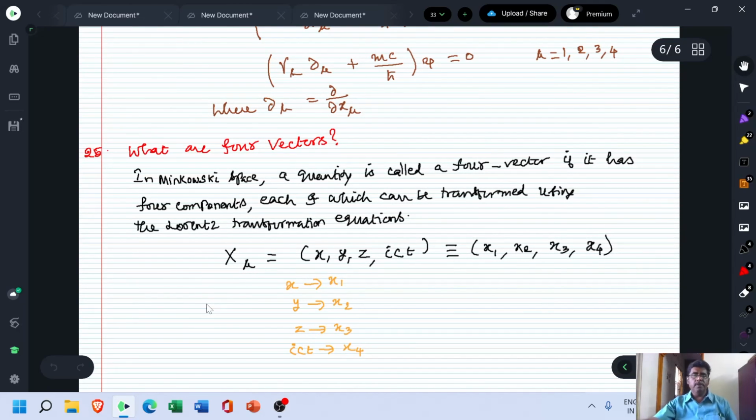What are 4 vectors? In Minkowski space, a quantity is called a 4 vector if it has 4 components, each of which can be transformed using the Lorentz transformation equations. X suffix mu is equal to x, y, z, comma ict. Here mu is equal to 1, 2, 3, 4. That is equal to x1, x2, x3, x4. See here, x is x1, y is x2, z is x3, ict is our x4. So these are all called 4 vectors.